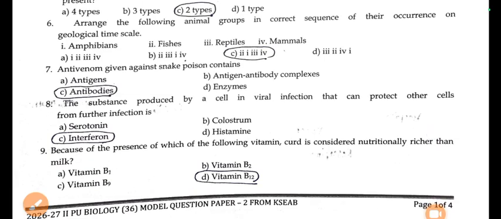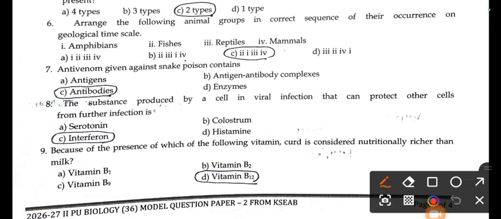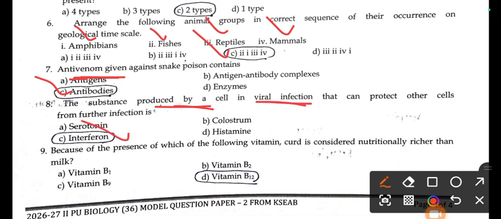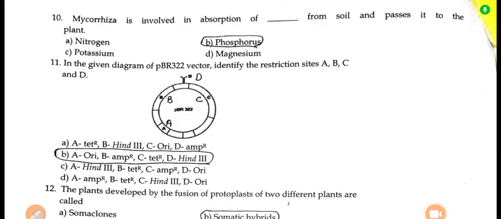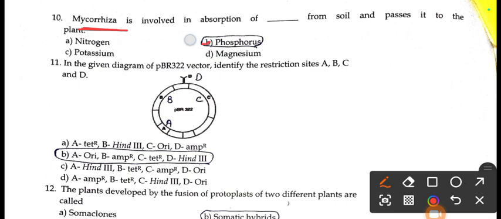Now, sixth question: arrange the following animal groups in correct sequence of their occurrence in the geological time scale. First evolved fishes, then amphibians, then reptiles and mammals. So option C is the right answer. Antivenom usually contains preformed antibodies, and the substances produced by virus-infected cells are interferons. And because of the presence of which vitamin in the curd? In the curd you can find vitamin B12. Next, mycorrhiza helps in the absorption of phosphorus.